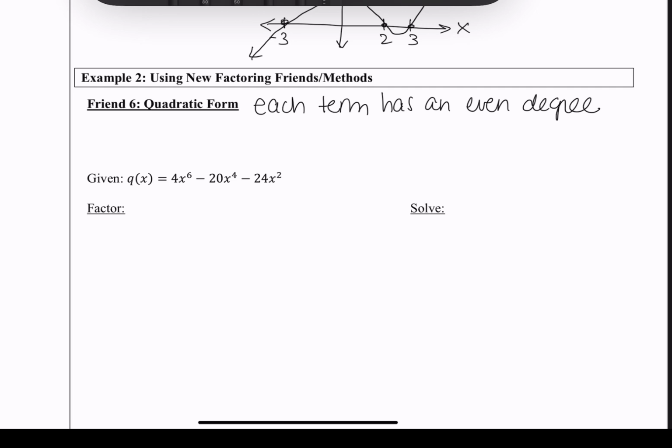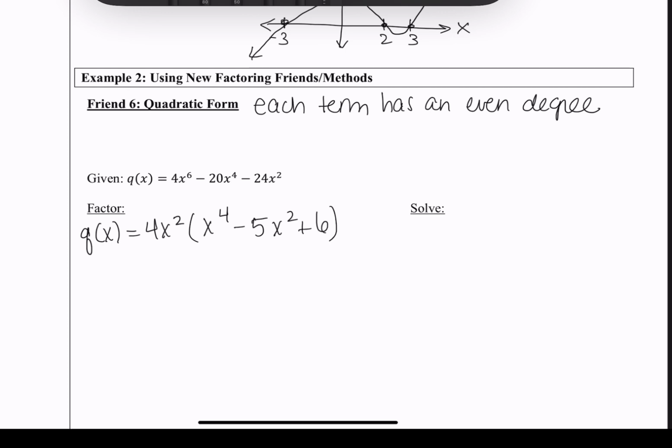The first one is, is there a greatest common monomial? And in fact, all three of those terms do have a common monomial of 4x squared. So I'm going to factor that out. So q of x will equal 4x squared. If I undistribute that 4x squared, or factor it out, I'm left with x to the fourth minus 5x squared plus 6.